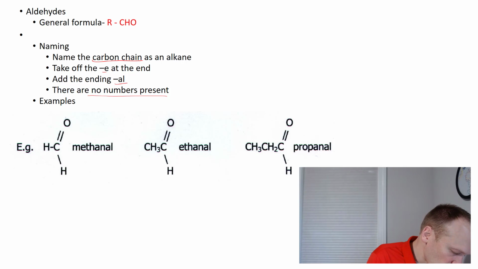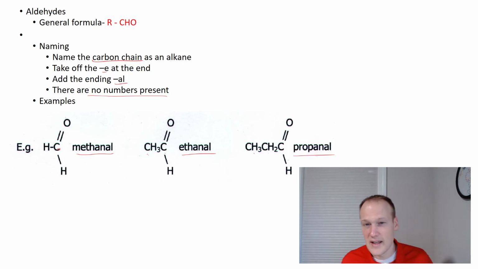So here's methane with 1 carbon, so this just becomes methanal. Here's 2 carbons, so ethanal, and 3 carbons, propanal. Sounds a lot like alcohols, but you can see that the structure of these is very different.